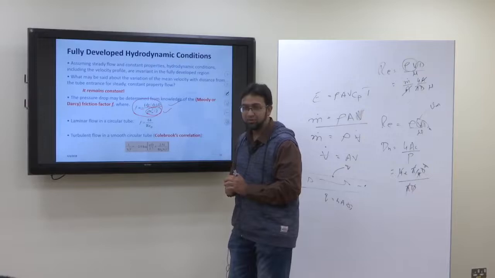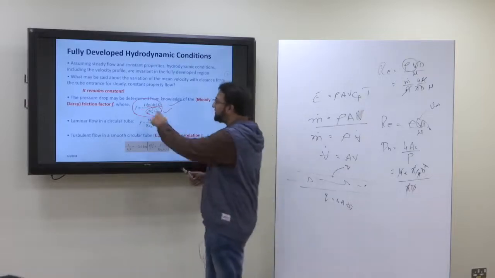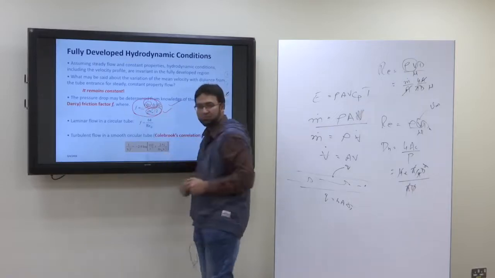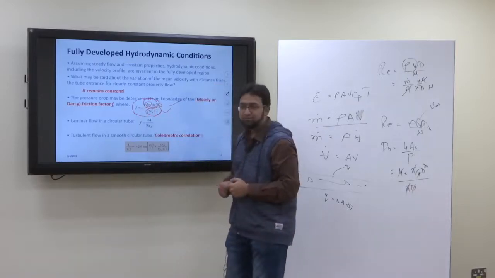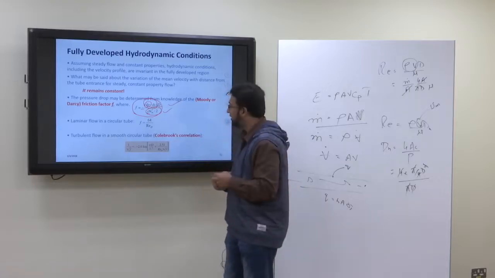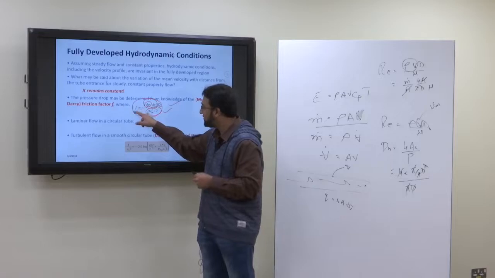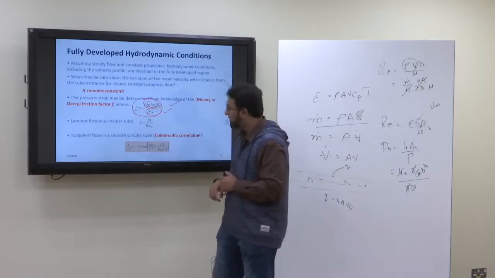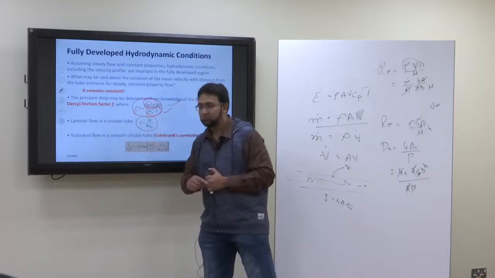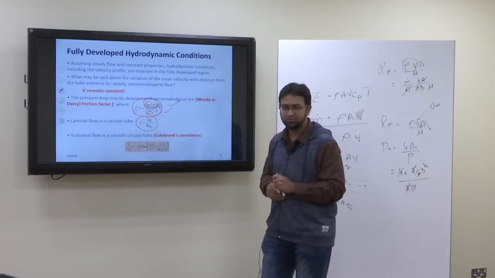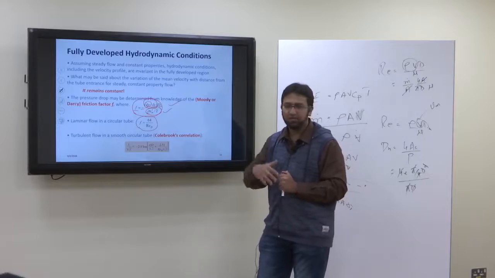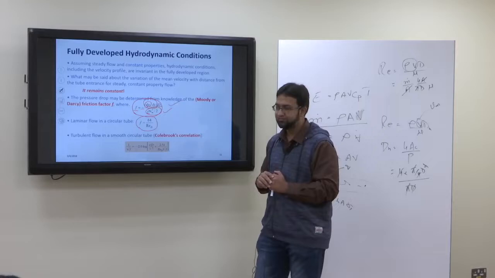That's the formula of the friction factor. If you know the friction factor, you can find out the pressure drop. This dP is the pressure drop, right? Now the friction factor has a formula. For laminar flow, the friction factor formula is this: 64 upon Reynolds number. These are empirical formulas, which came out of experiments.